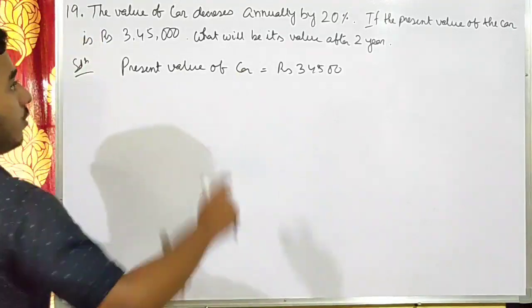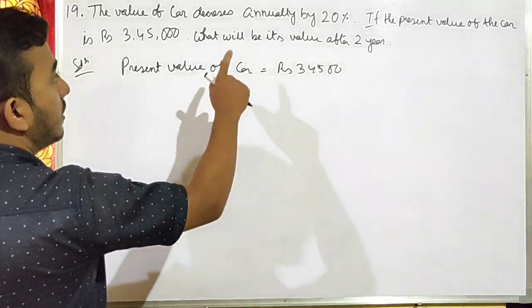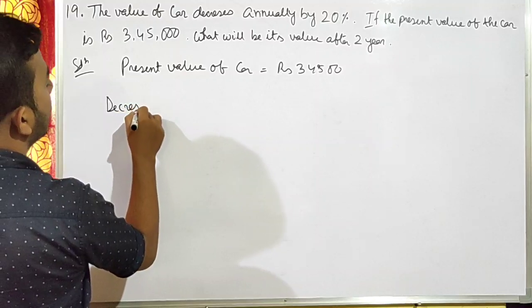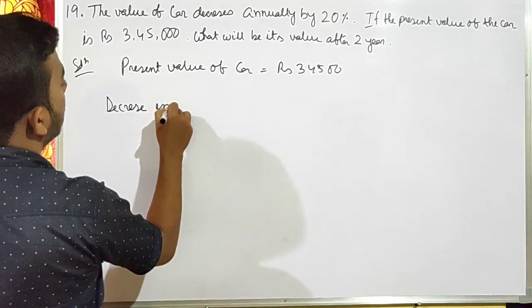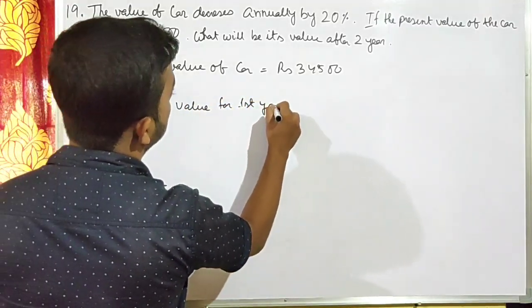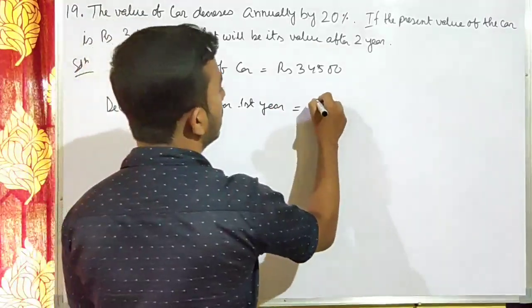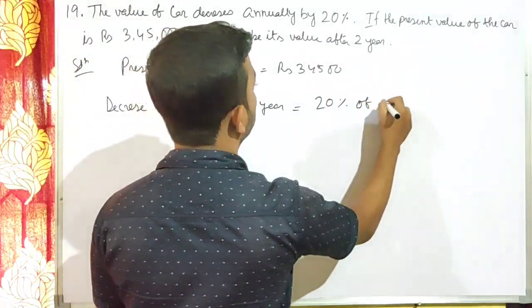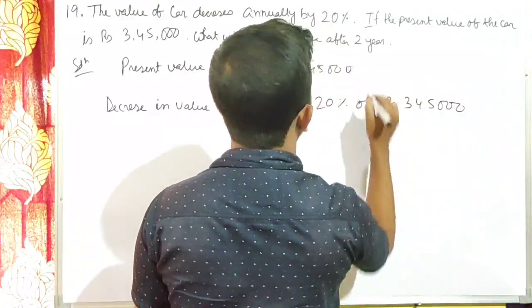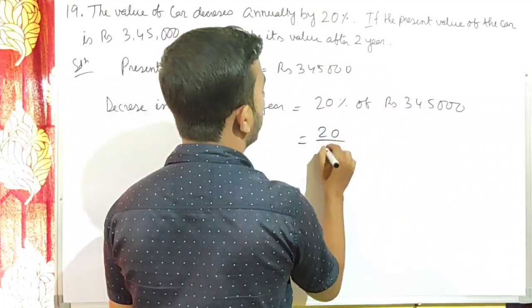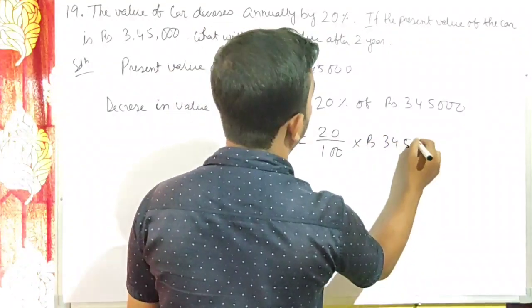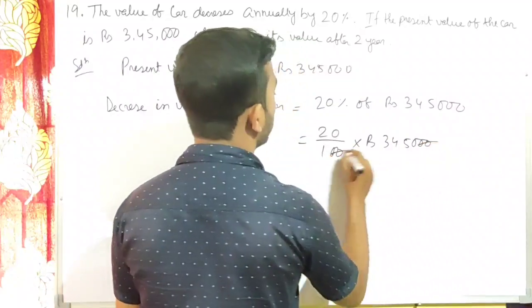Okay, so now let's find out how the value of the car decreases annually by 20%. We'll write decrease in value for the first year. It is 20% of ₹345,000, isn't it? So 20% means 20 divided by 100, of means into, ₹345,000. These two cancel.